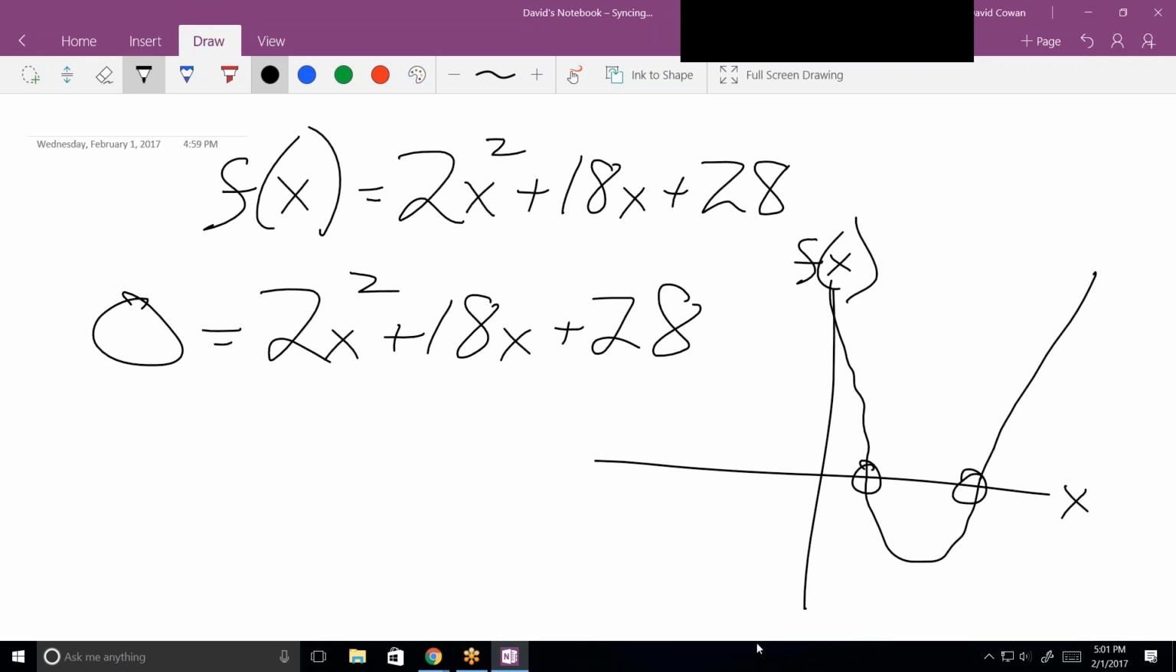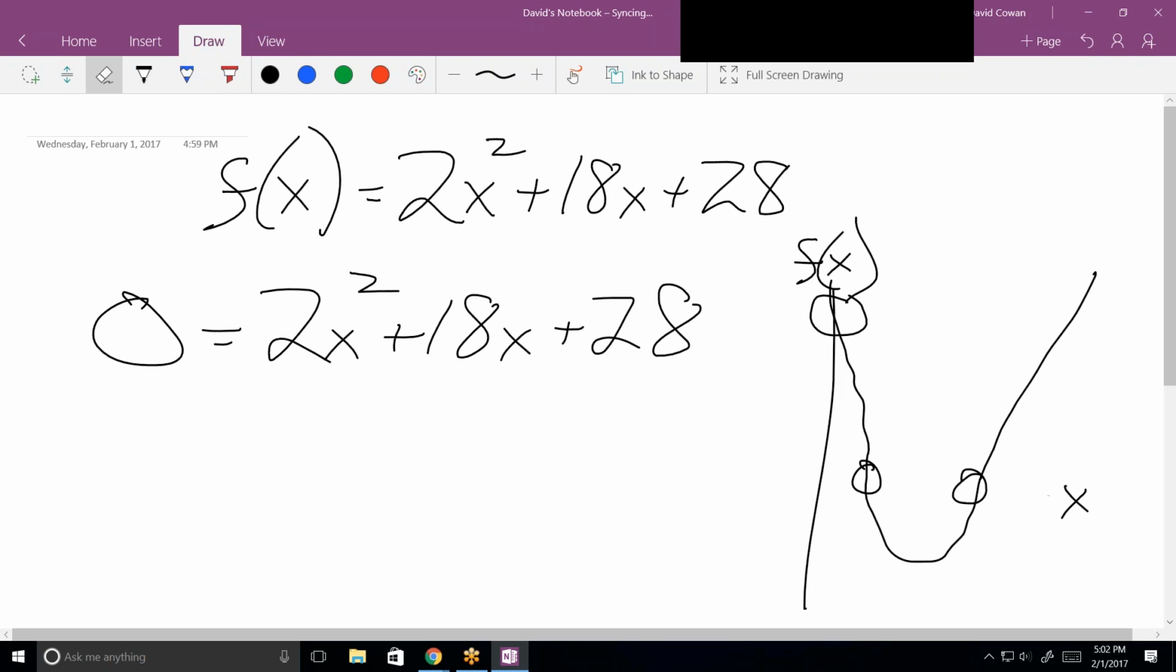Also, if they ask for the y-intercept, that's where x is equal to 0, correct? Well, what would the y-intercept on this function be? 28. In other words, it's really easy to find the y-intercept, because when you set x equal to 0, these first two terms disappear. So you got y equals 28 if they wanted to know the y-intercept. X-intercept's going to be a little harder. We're going to have to do some math, which means factoring.